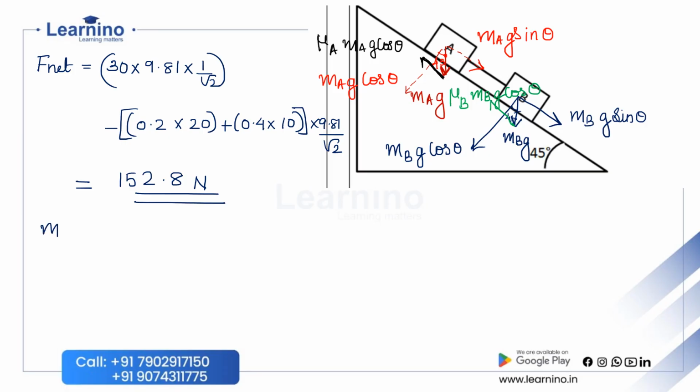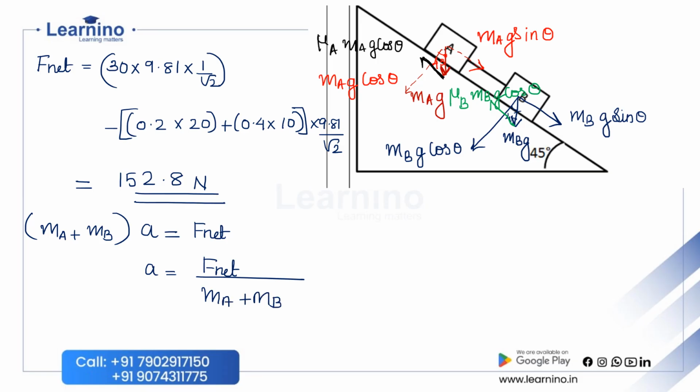Next we can find the acceleration. We know that mass of A plus mass of B into the acceleration of the system is equal to the net force, and from that the acceleration is equal to the magnitude of net force divided by mass of A plus mass of B. The net force is 152.8 Newton, divided by MA plus MB, that is 30. If you divide this, you will get 5.09 meter per second square as the acceleration of the system. This is the first part of our question.